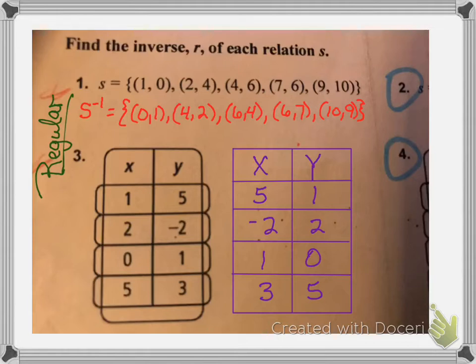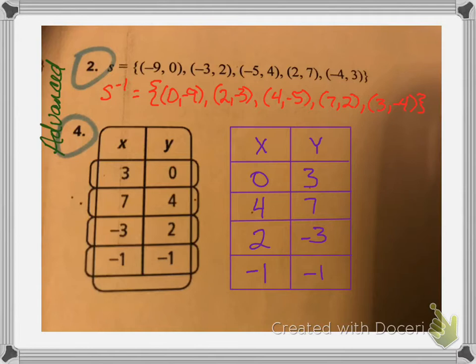S inverse is in red for number 1. The inverse for the chart in 3 is in purple. These two, number 2 and number 4, were for the advanced. Okay, you've got the inverses of the ordered pairs for S in S inverse. Okay, and that's in red. The inverse of the table is in purple.